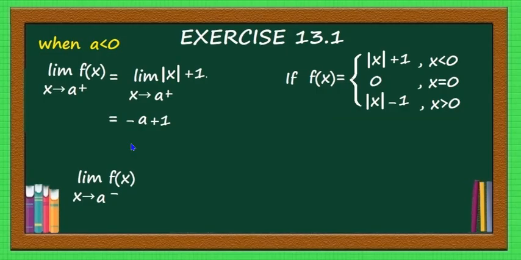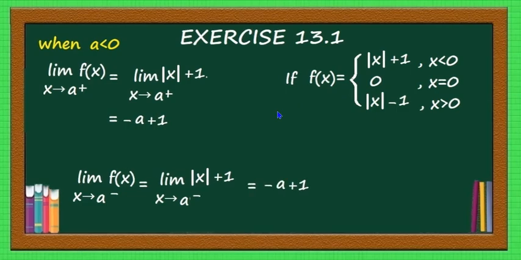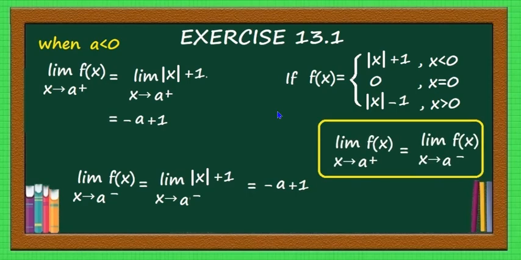Similarly, let us find the limit as x tends to a minus of f of x. The limit as x tends to a minus of f of x is equal to the limit as x tends to a minus of mod x plus 1, because a minus is also negative, and when it is less than 0, f of x is defined as mod x plus 1, and that's equal to minus a plus 1. Here also the limit as x tends to a plus of f of x equals the limit as x tends to a minus of f of x, and therefore the limit as x tends to a of f of x exists when a is less than 0.